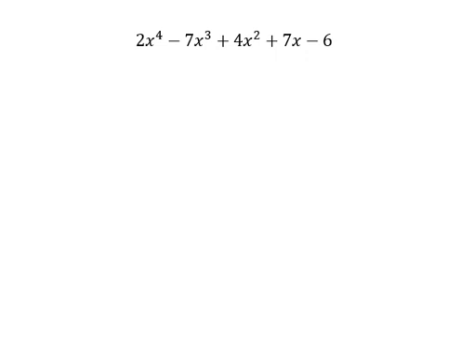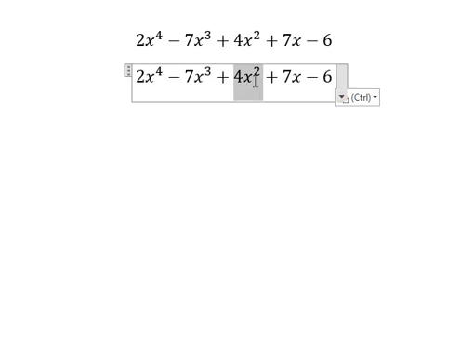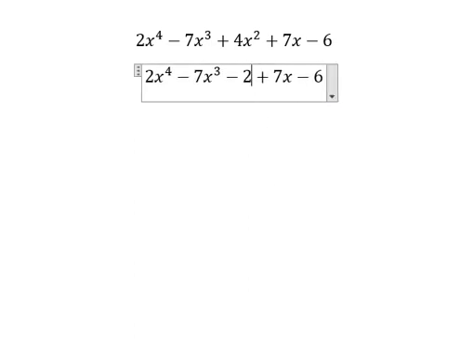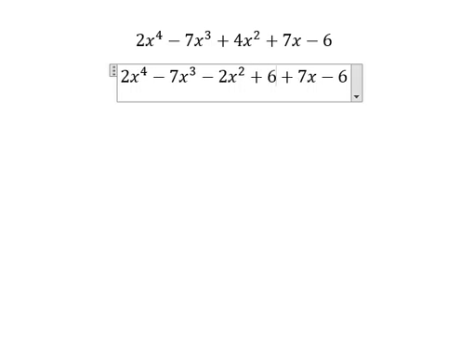So today I will show you how to answer about factorization. About 4x squared, that is about negative 2x squared plus 6x squared.